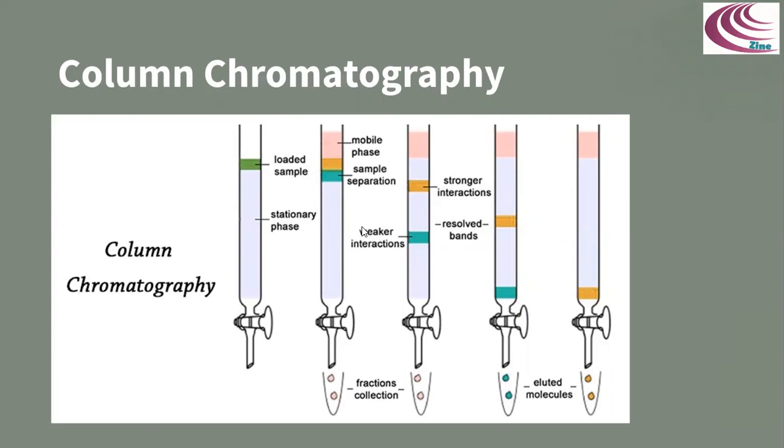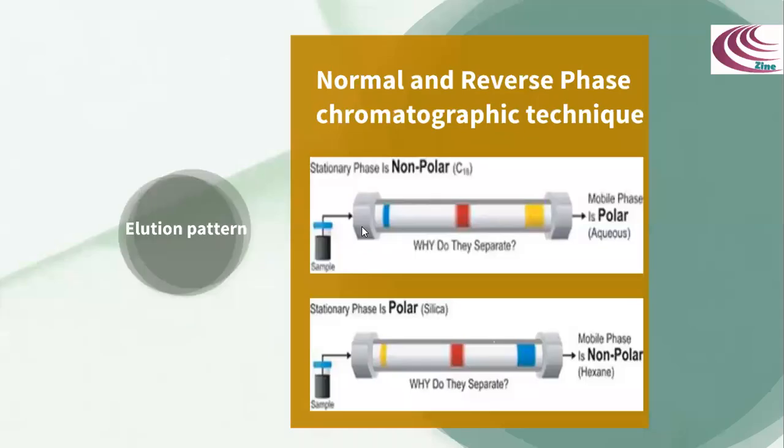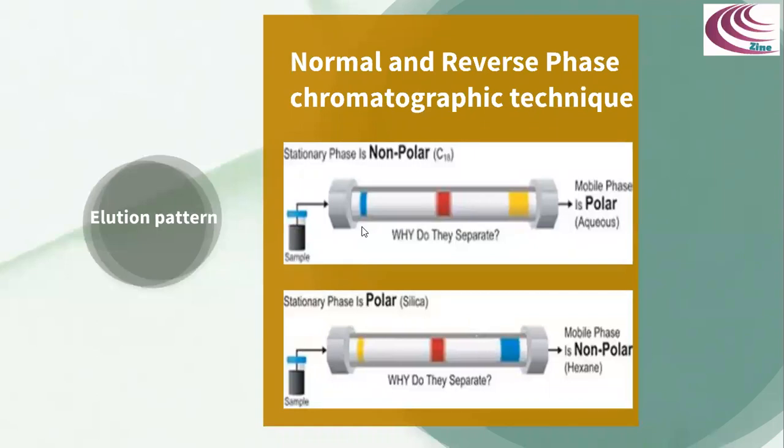A chromatographic technique carried out by using a polar stationary phase and a less polar or non-polar mobile phase is called normal phase chromatography. On the other hand, if the stationary phase is less polar or non-polar compared to the mobile phase, the technique is called reverse phase chromatography, isn't it? So are you getting it, learners?